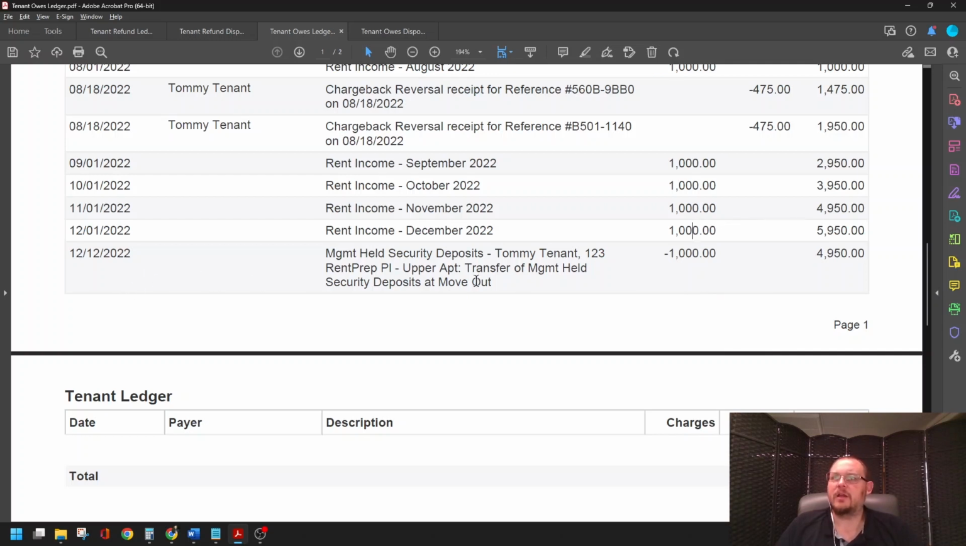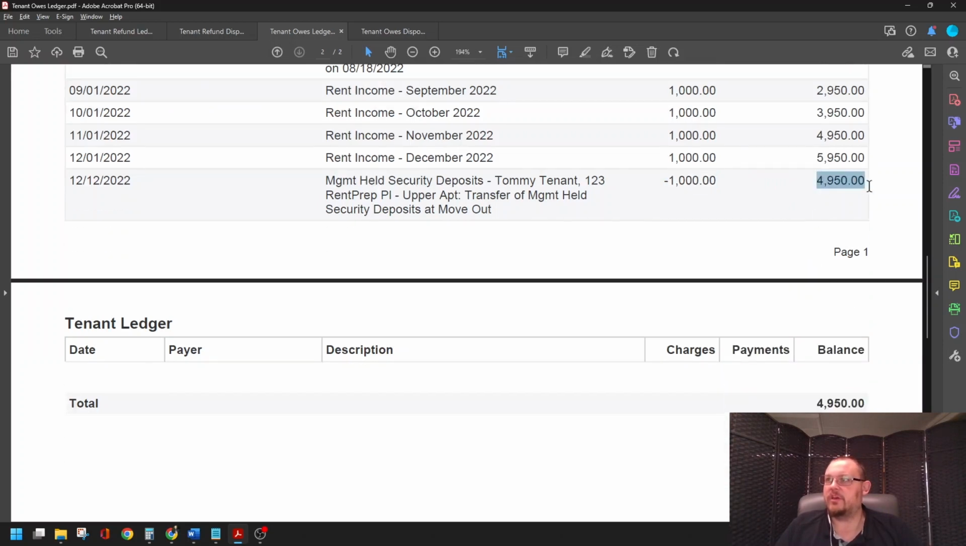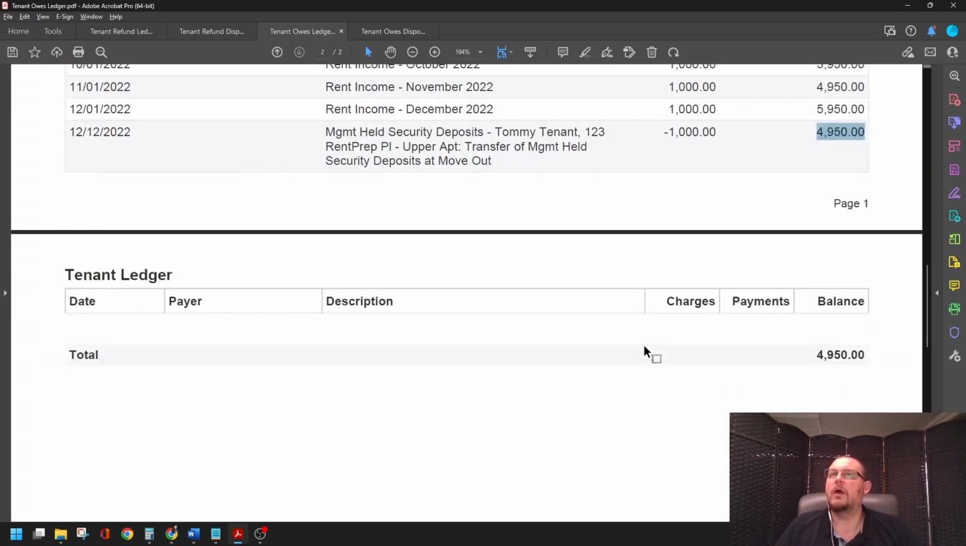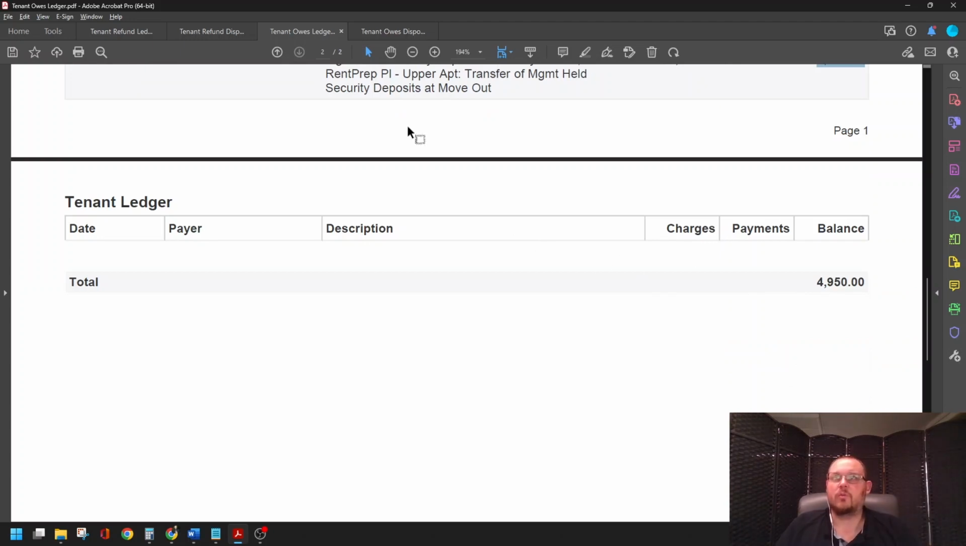And finally, the bottom line here is you can see that the $1,000 security deposit was refunded. Well, not really refunded. It was basically withheld because the tenant owed us a substantial sum of money. And you can see here the $49.50 left owed. And that's all that displays here on the second page as well.